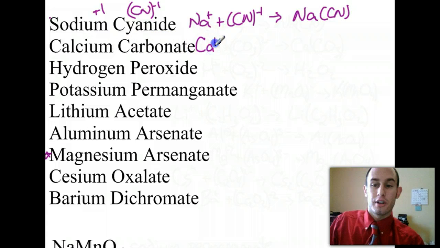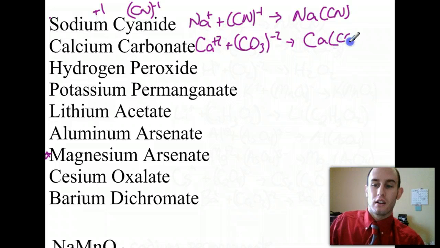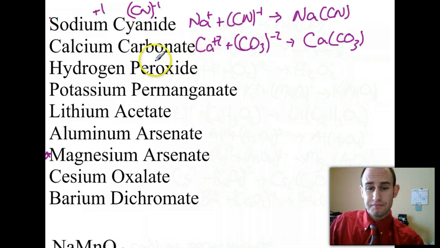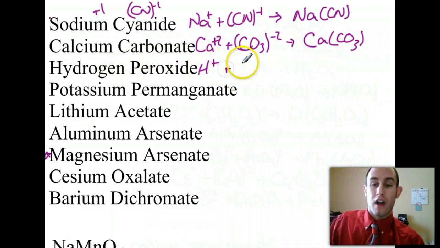Calcium, look on your periodic table, +2 charge. Carbonate, CO3, look on your periodic table, -2 charge. What do we get out of that? CaCO3. Again, put your polyatomics in parentheses. Try this one. Hydrogen, plus charge. Peroxide, you need to know, is O2 with a -2 charge.